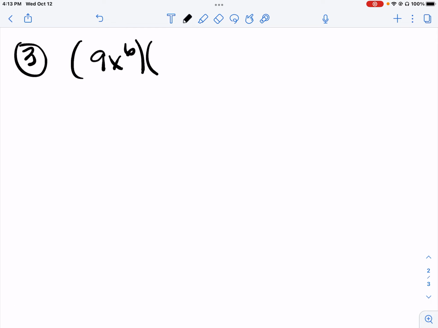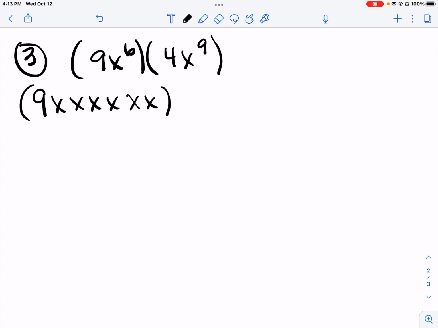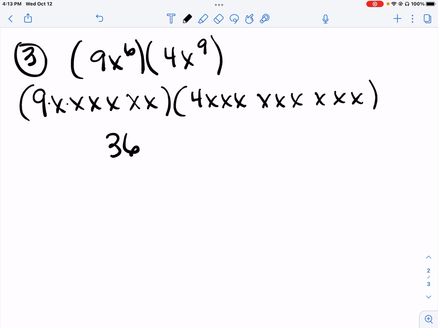Multiply. 9x to the 6th. The 6 is on the x. Okay, so that means 9 times x times x times x. 4x to the 9th means 4 times x times x. Keep going. 9 times 4 is 36. There's 6 plus 9 more is 15.